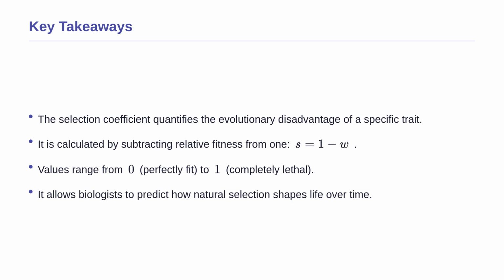Finally, we saw that values range from 0 for perfectly fit organisms all the way to 1 for completely lethal mutations. You have now mastered the foundational math behind natural selection.